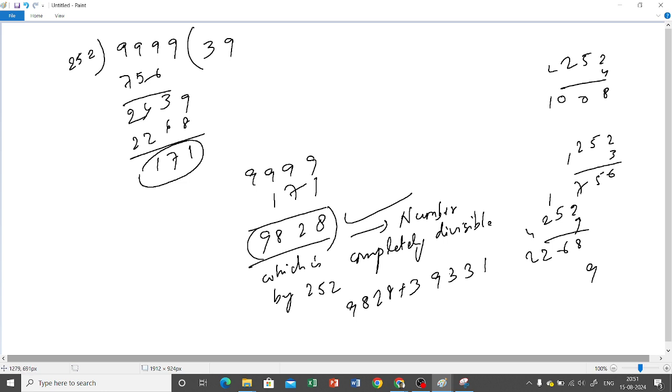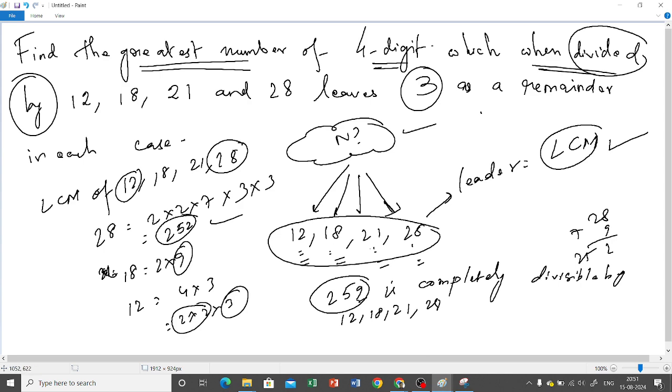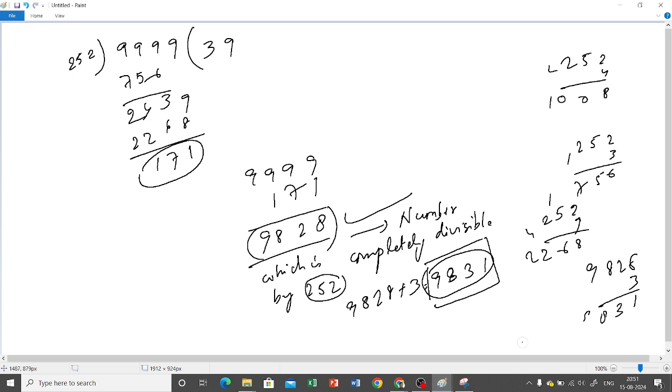So if you add 3 to this, 9831. 9828 plus 3 will give you 9831. Now understood? This is the number which when divided by 252 will leave 3 as the remainder, or in other words this is the number which when divided by 12, 18, 21 and 28 will leave 3 as the remainder, and hence this is our answer.